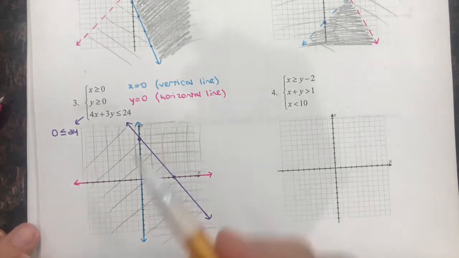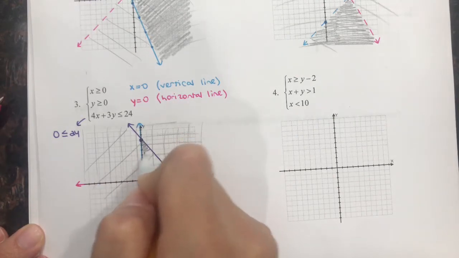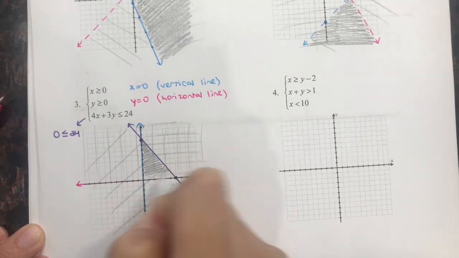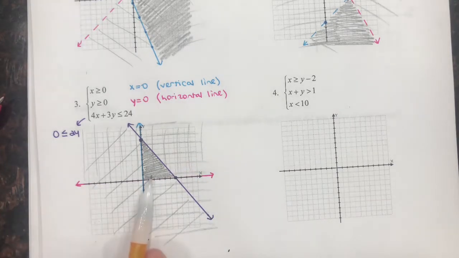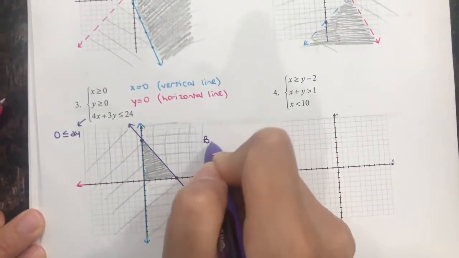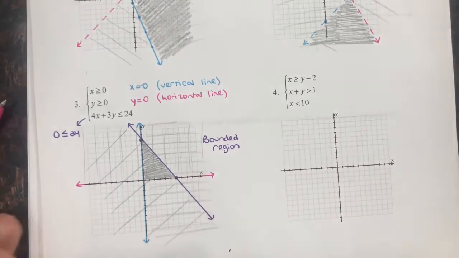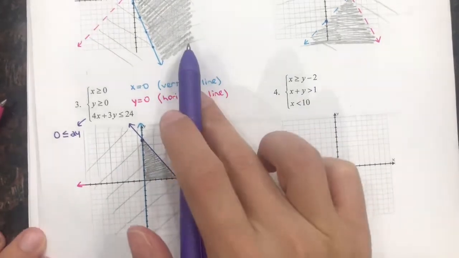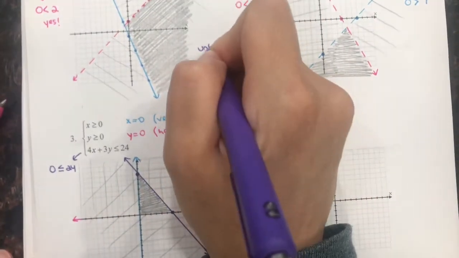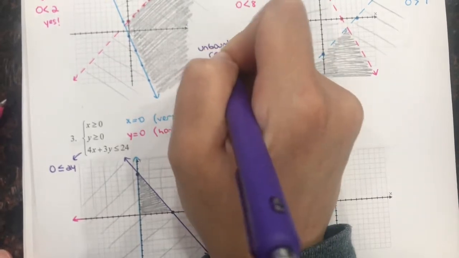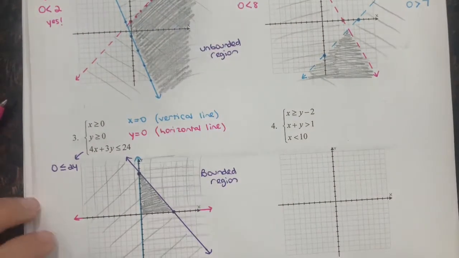Now our overlapping region is this closed little figure over here. Technically there's still an infinite number of points in here, an infinite number of coordinates because we can have some decimal values. We call this a bounded region, in case that comes up. And something like what we have up here is called an unbounded region because it goes on forever.